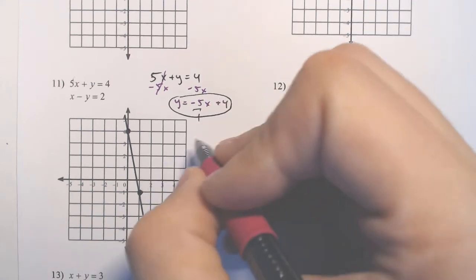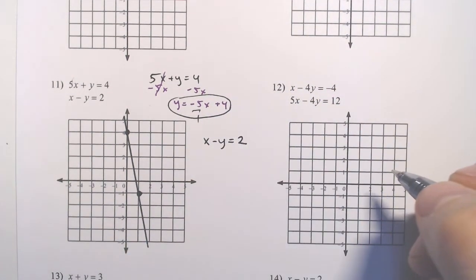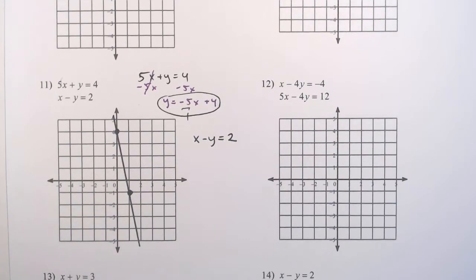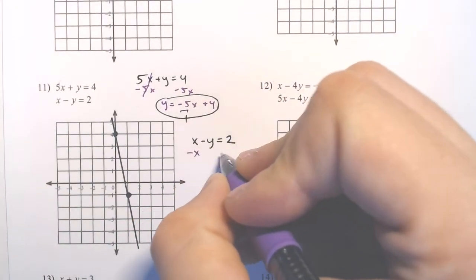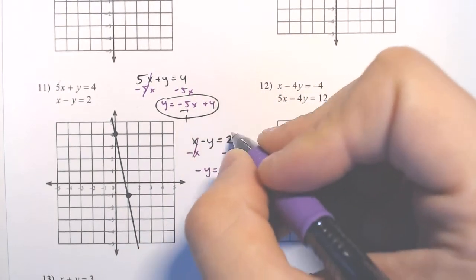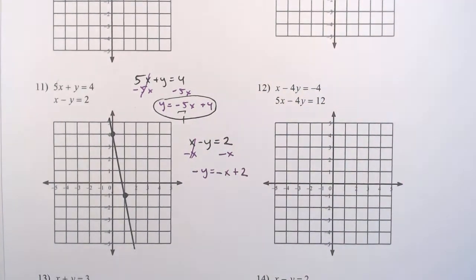So if I had x minus y equals 2, it's also not in y equals mx plus b format. I need to get it there. Well, move the x's over. If the x's are positive, you have to subtract them. This does not equal 1x. This equals negative x and 2. You write what you see. You see a negative x, you see a 2, you write negative x plus 2.